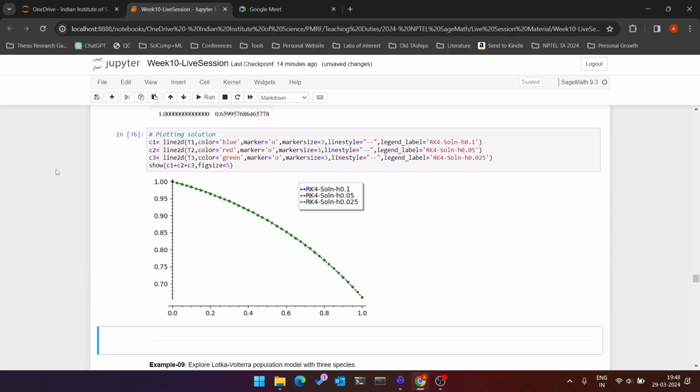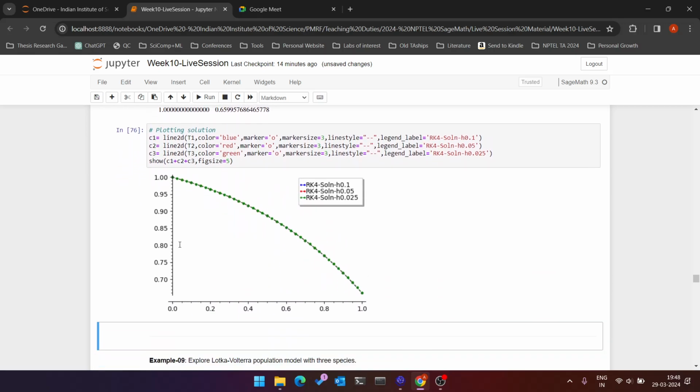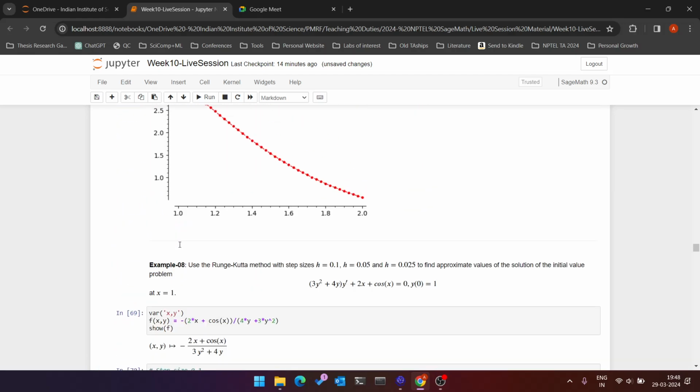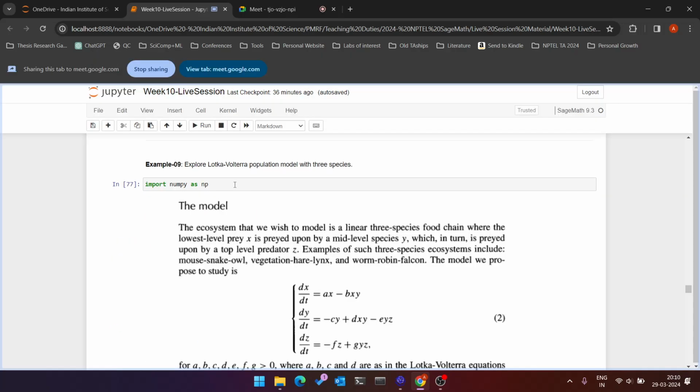All right, I think this covers this particular problem. Any doubts with this example? Lotka-Volterra population model. We have seen a two species model. Here we have been asked to look at a three species model.